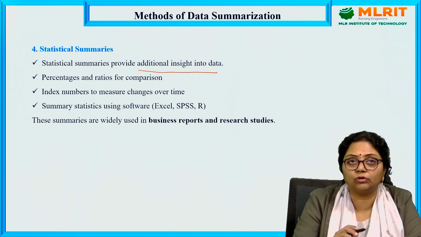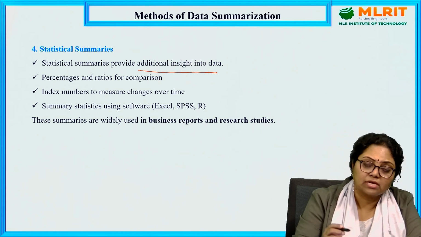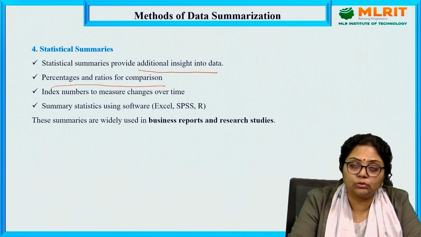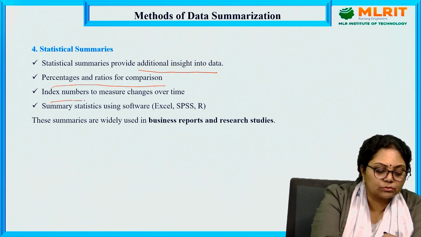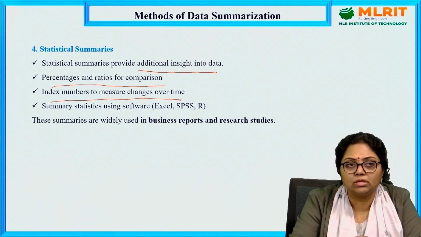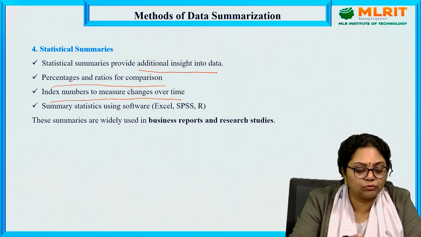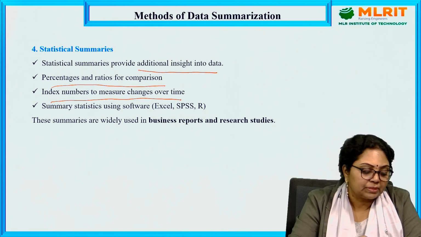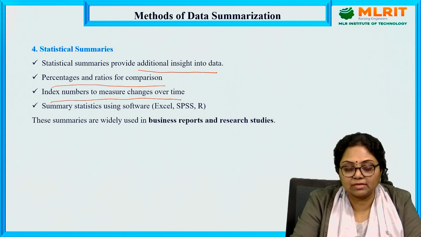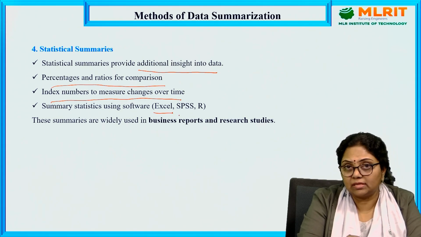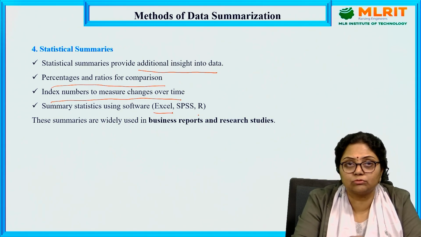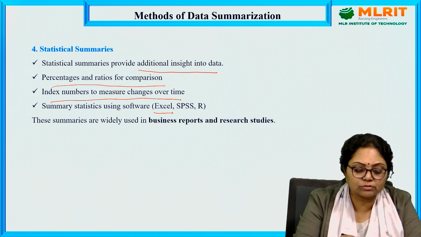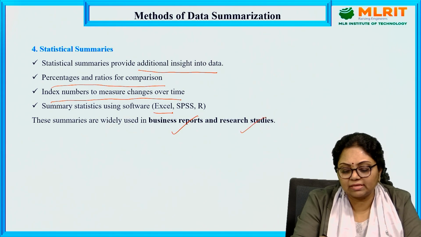Usually, whenever we want the data in the form of ratios and percentages for comparison, we use percentages and ratios. We do use index numbers to measure changes over time. So time to time or year to year, whenever we want to measure the changes occurring over a period of time, we use index numbers. And for summary statistics, software like Excel, SPSS and R programming are generally used to summarize the statistical data. Hence statistical summaries are widely used in business reports as well as research studies.